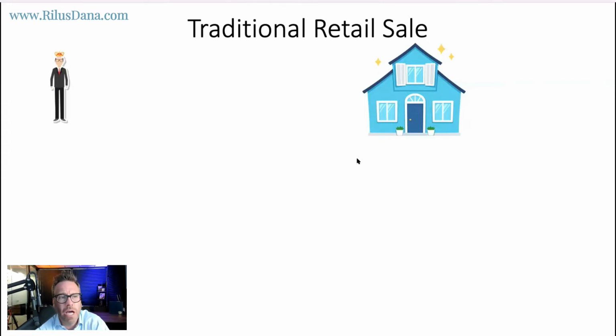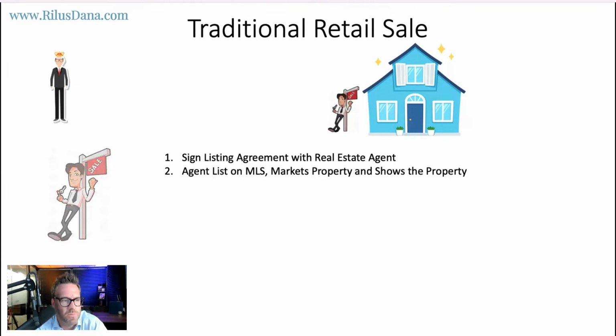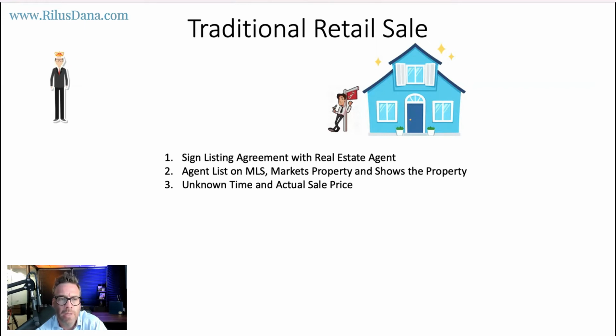Okay, let's take a look at how a traditional retail sale works first, and then we'll see how it works on a seller financing transaction when the seller wants to be the bank. In a traditional retail sale, usually you sign a listing agreement with the real estate agent, and then they market the property, they show the property, and it's unknown how long this will actually take. You don't know how long it's going to take until a buyer comes along that's willing to pay that price.